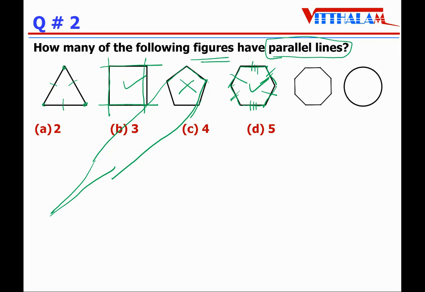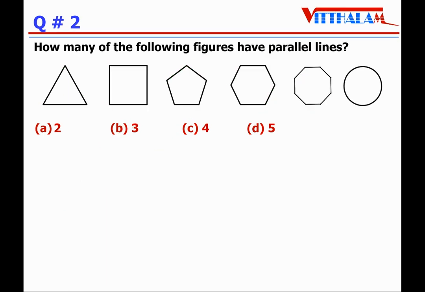Same way here also, this and this, this and this is a pair of lines. So this figure also has parallel lines. Circle, there is no parallel line. Even a straight line is not there. It's not even a rectilinear figure. So how many? It is 1, then 2, and 3. So the answer is B. 3 figures have parallel lines. Let's go for the next.